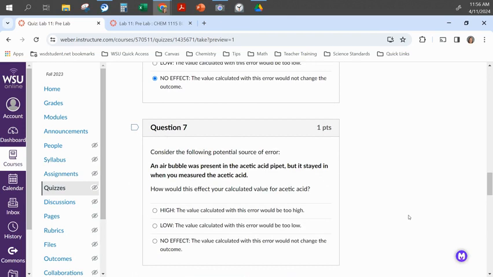What if an air bubble is in the pipette and stayed when you measure the acetic acid? So imagine at the bottom of the tip, remember we talked about the tip? What if there's a bubble there and it just stays there? It will just be the same. It'll be okay. No effect, as long as the bubble doesn't change.